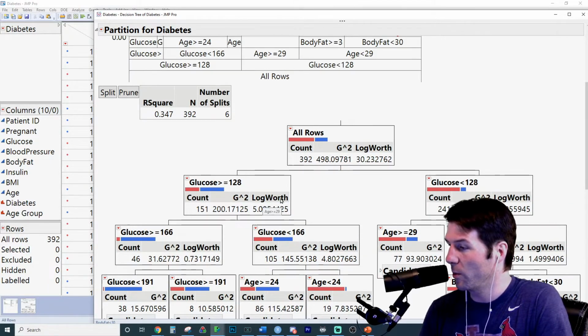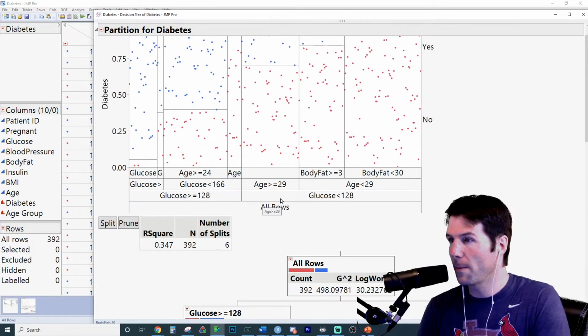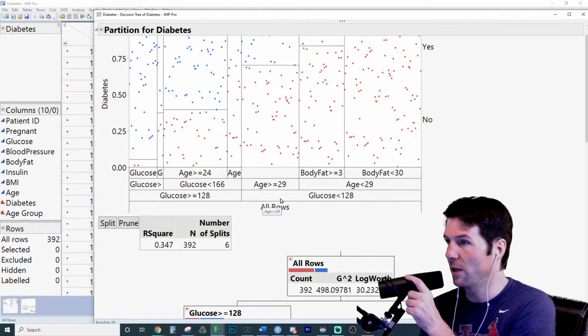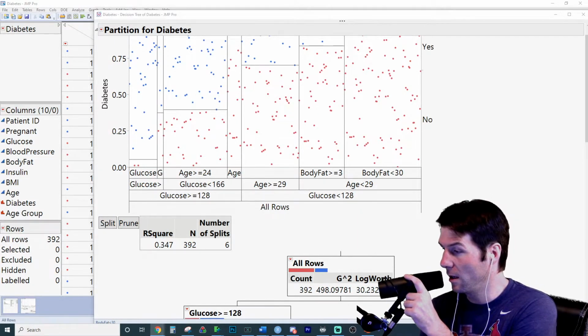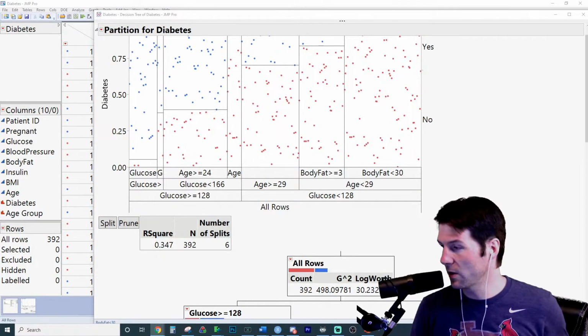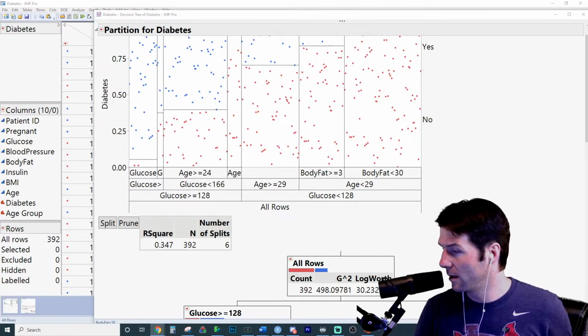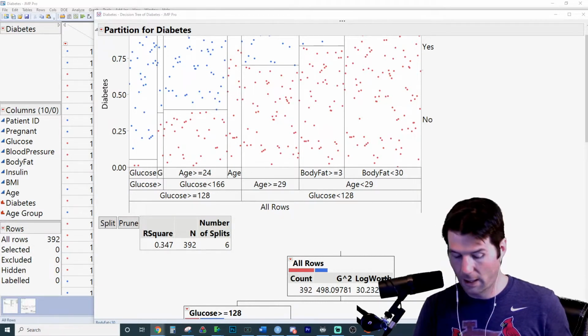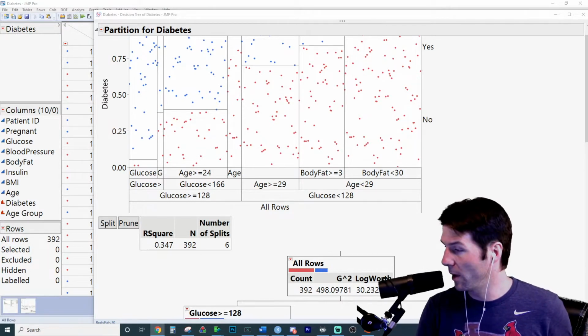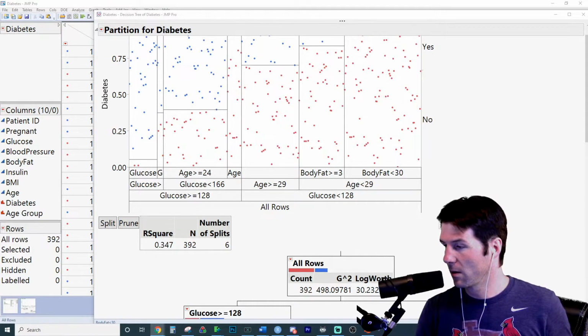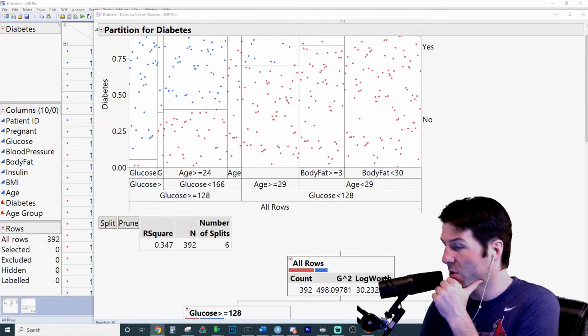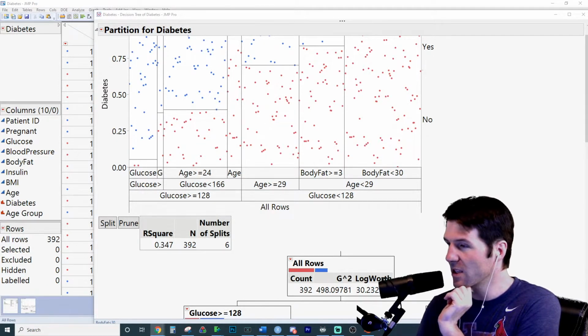So would you say 34.7% of, or 34.7% of the variation? I would just add variation. Let me switch this. Of the variation is explained by, not just by, there you go. 34.7% of the variation in having diabetes is explained by the variables in the tree. Does that make sense right there?